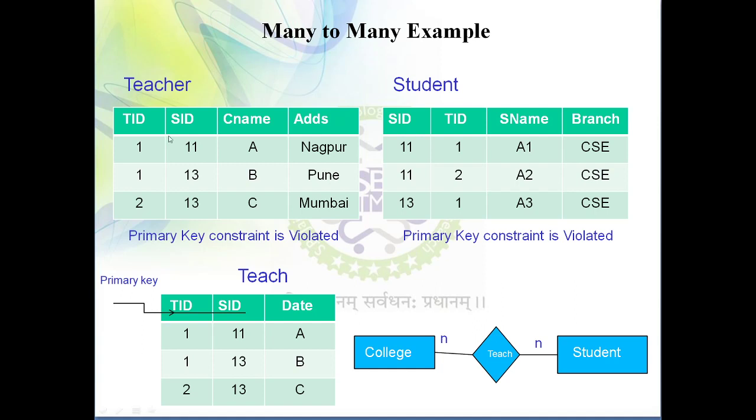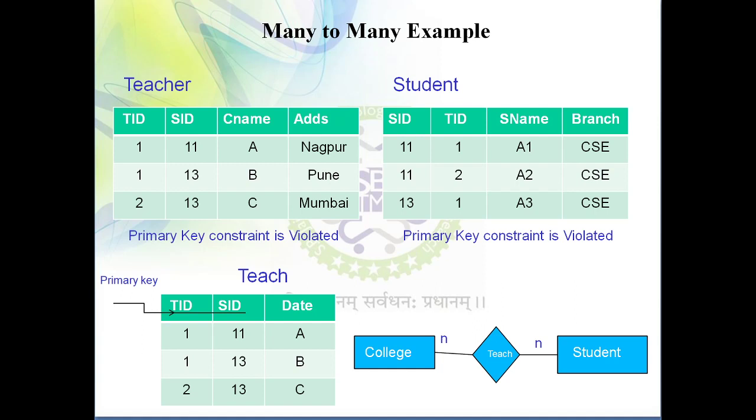Why are we not forming the primary key in the teacher table by the combination of teacher ID and student ID? Why is this not possible? Because is it the case that a teacher will be identified based on the student ID? No. A teacher will be identified based on the teacher ID only. How can we say that based on the student ID you will identify the teacher?